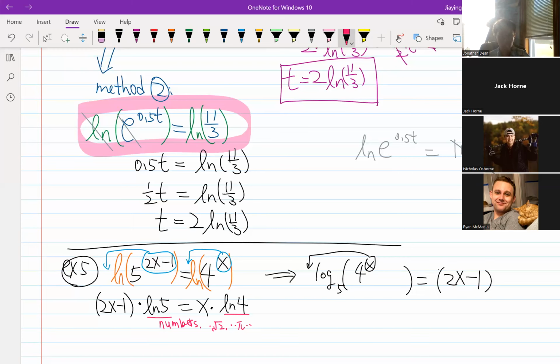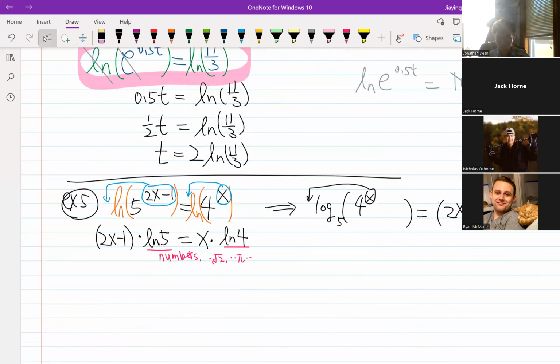So those are the numbers. Okay, how do we solve for x? The next thing we're going to do is, because we have an x on the left, we have x on the right, and the x are being multiplied by numbers, it's really just a linear equation.